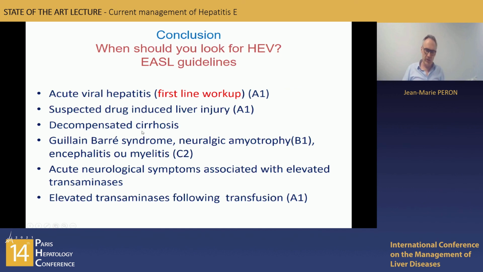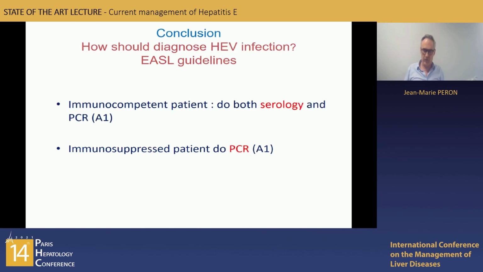If you have a patient with decompensated cirrhosis, especially if he has jaundice, then you check for HEV. If you have acute neurological symptoms with elevated transaminases, even if they are not one of the typical neurological symptoms, then you need to check for HEV. And obviously, if you have elevated transaminases after transfusion, then you need to check for HEV.